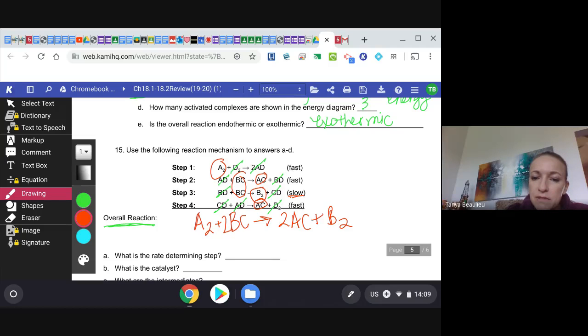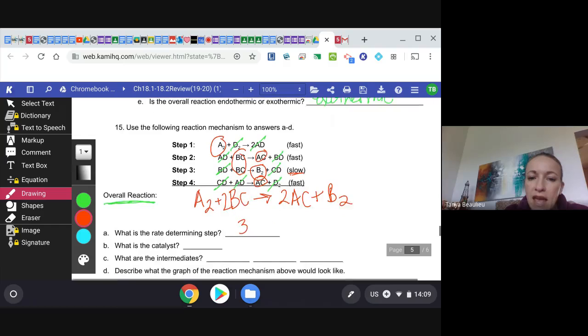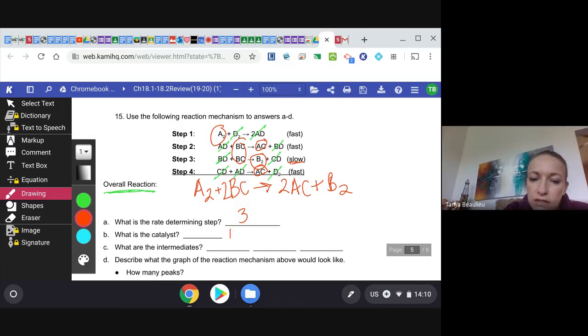Rate determining step is our slow step, so that's going to be step 3. Now, the catalyst is a substance that starts as a reactant and ends as a product. The substance here that starts as a reactant and ends as a product is D2. So that would be D2.